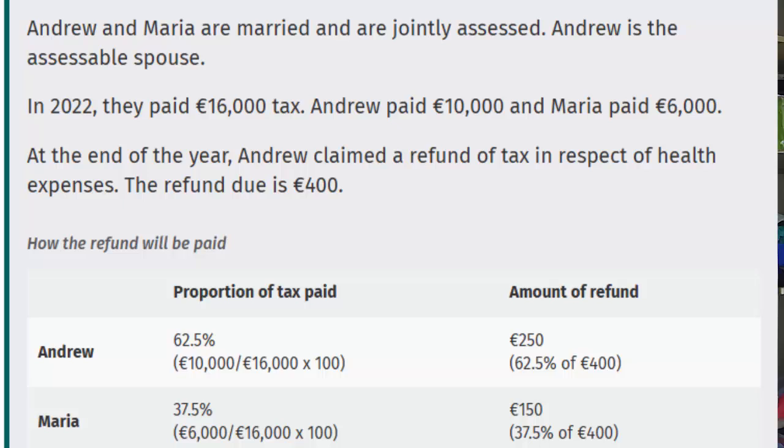The proportion of tax paid by Maria is 37.5%, which is €6,000 divided by €16,000 multiplied by 100. The amount of refund due to Maria is €150, which is 37.5% of €400.